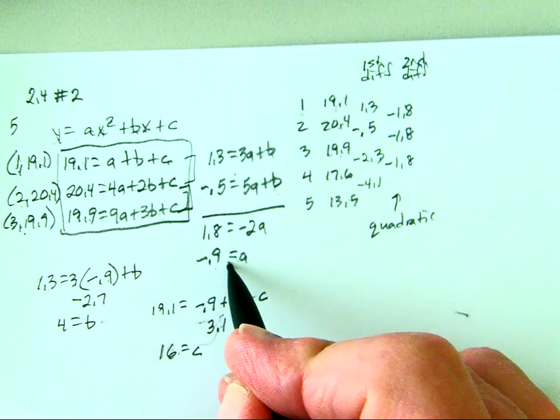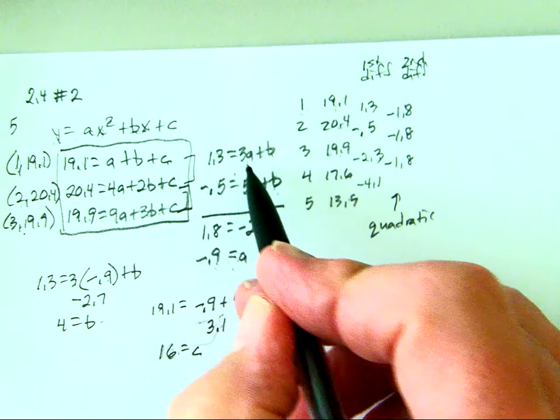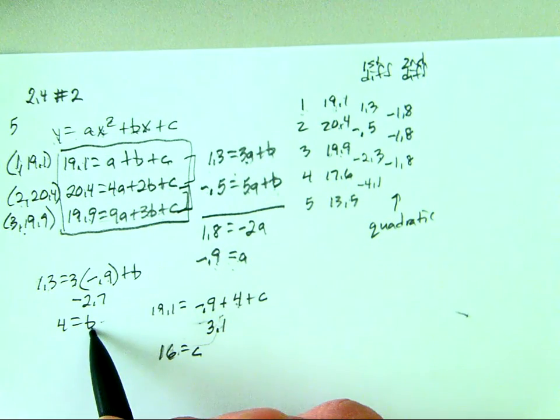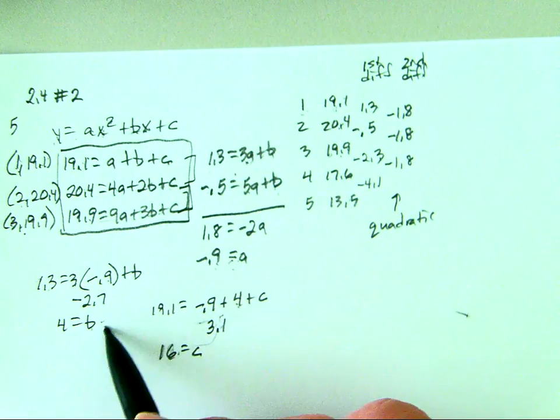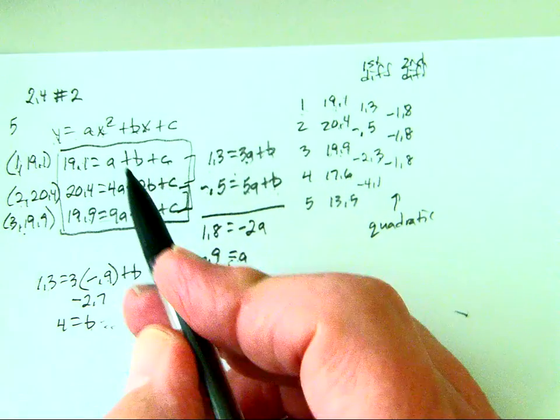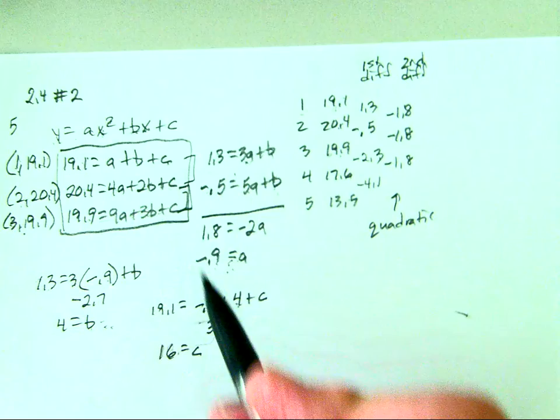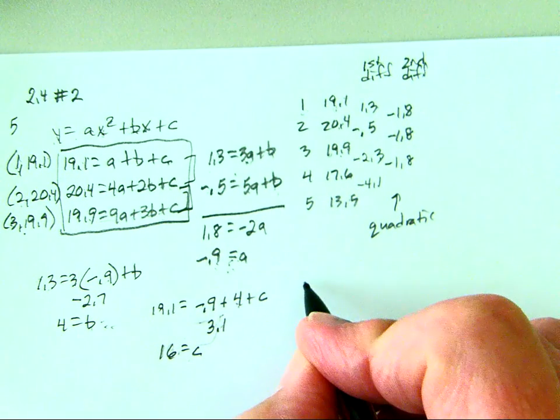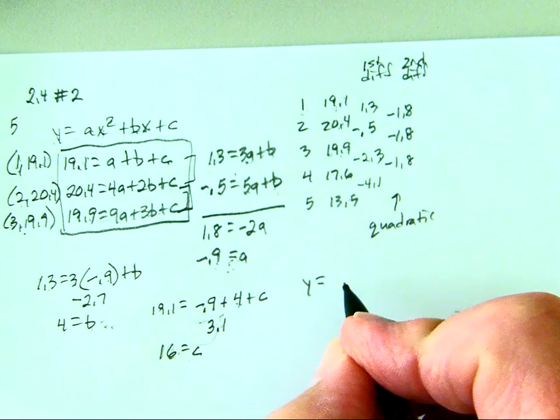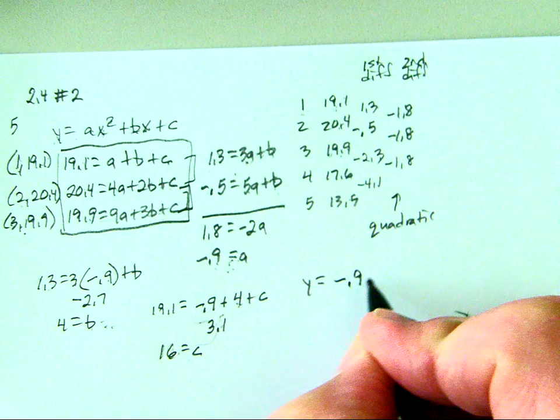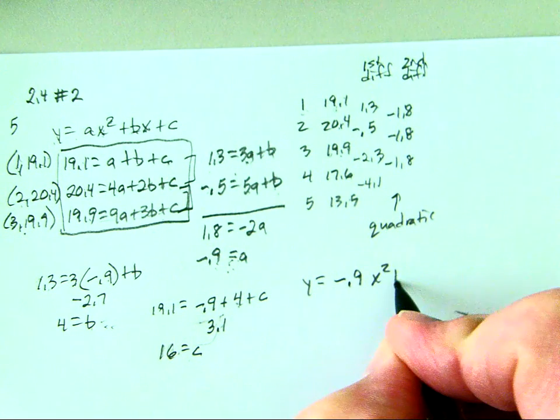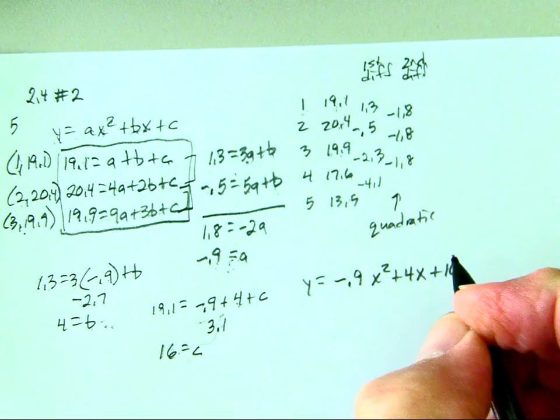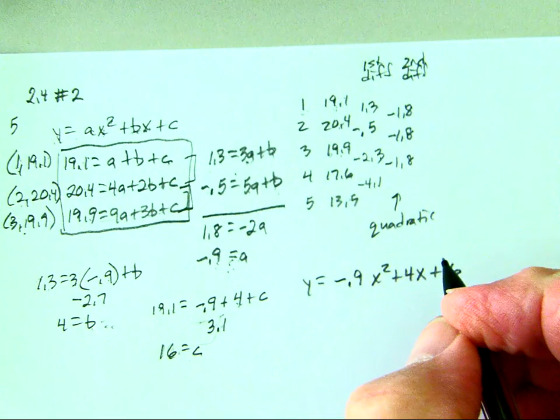Once we found the value for A, we plugged it into one of these 2. I chose to do it in the top one and found out that B was 0.4. Then we take both of those and plug it into one of these. I just chose the top one and plugged it in there to find C. So now my equation is y equals A, which is a negative 0.9, x squared, plus B, which is 4x, plus C, which is 16. So that's the equation for that.